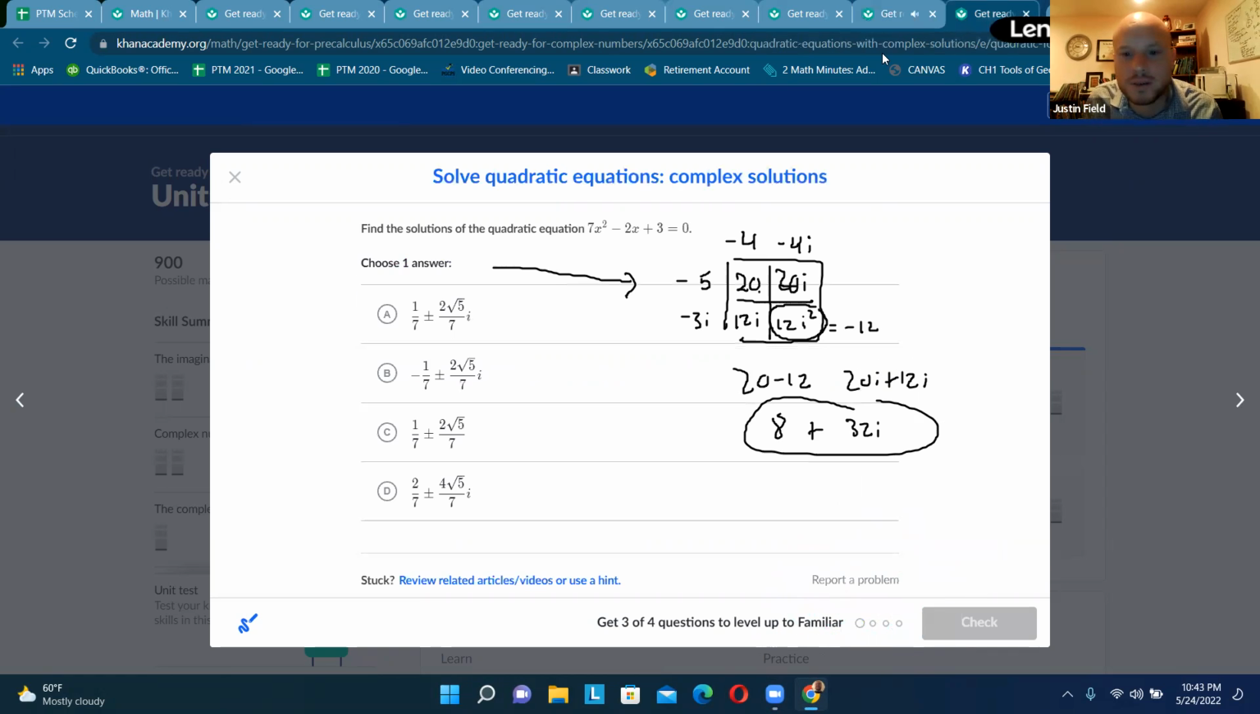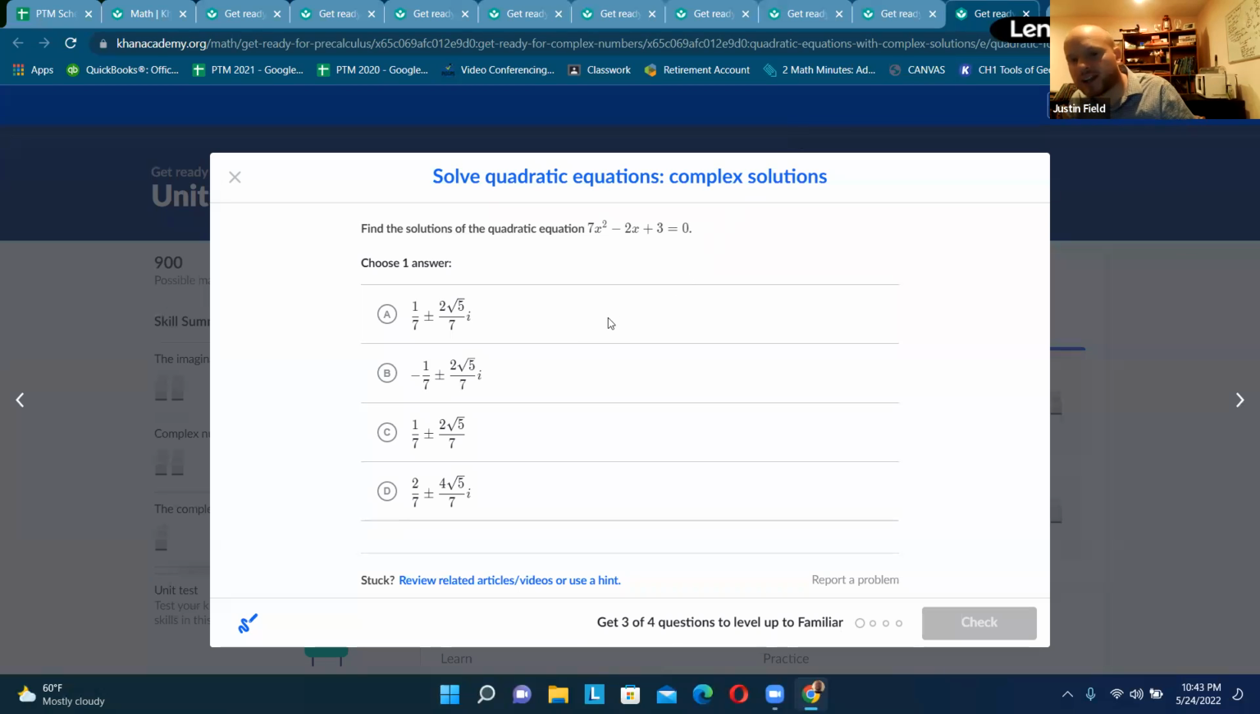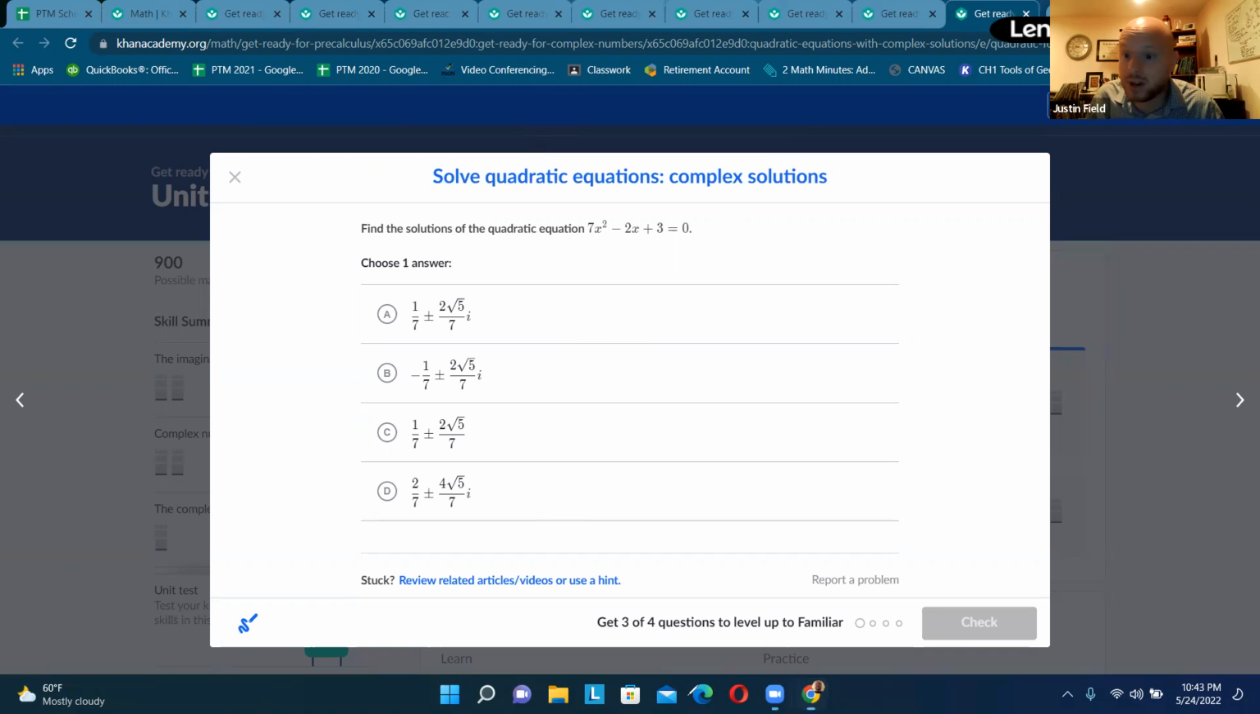And the last one, quadratic equation. In Algebra 1, they only had real answers. In Algebra 2 and Precalculus, we get imaginary answers too. All right, so find the solutions of the quadratic equation 7x squared minus 2x plus 3.